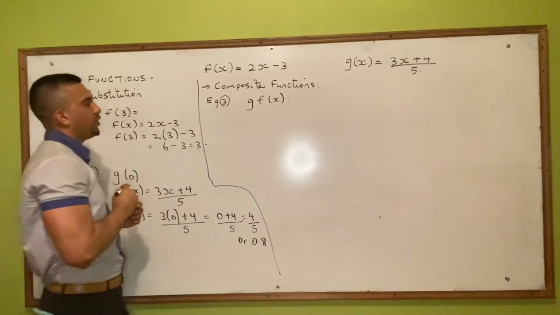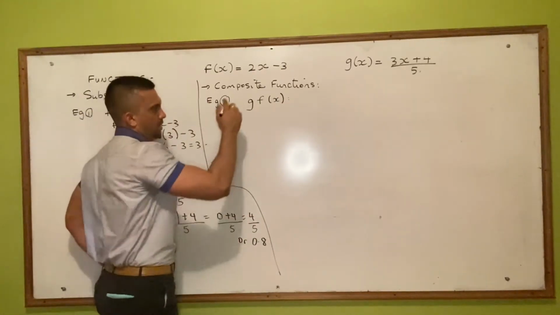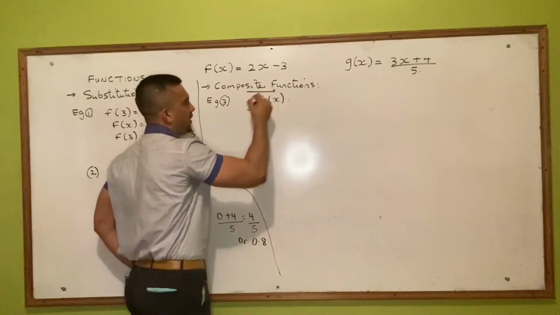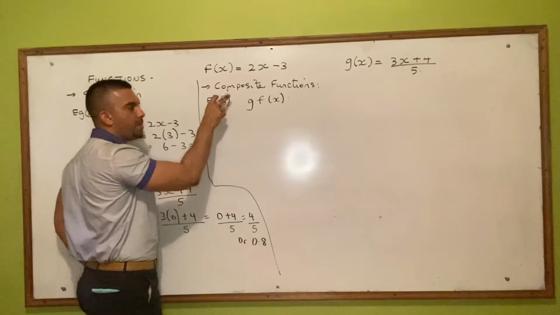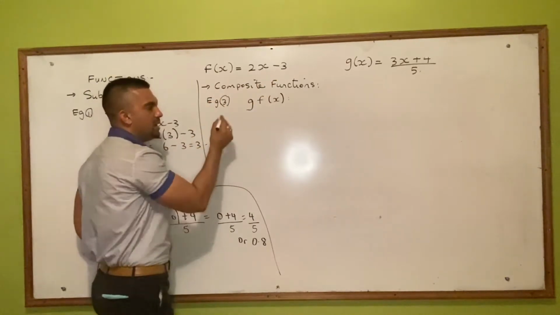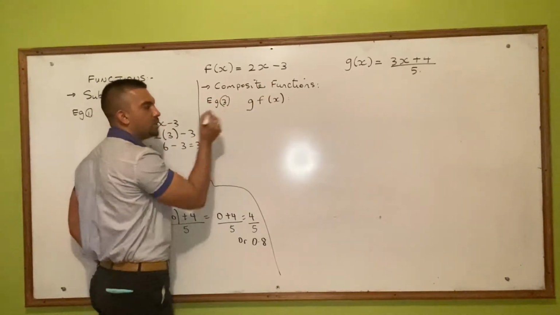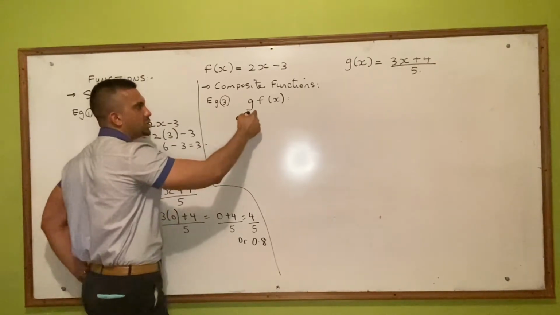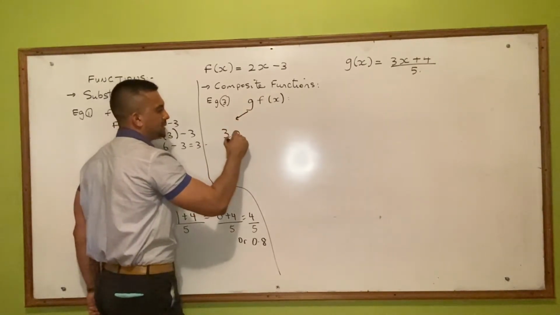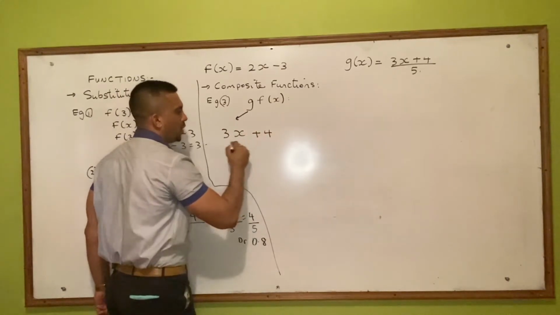Now the steps for this are simple. You're working in a systematic order. If you want to find g of f of x, you see the first letter that we are seeing coming from the left going towards the right. That first letter, we are writing out the function for that first letter. The function for the first letter g is (3x plus 4) all over 5.